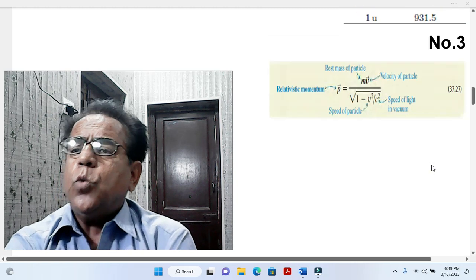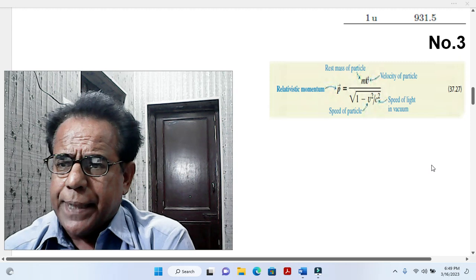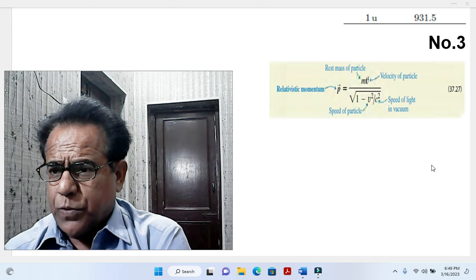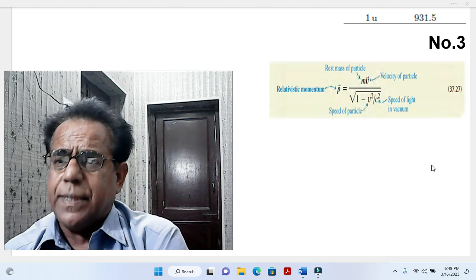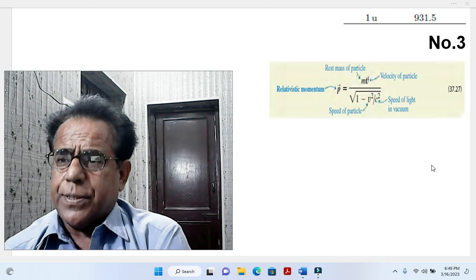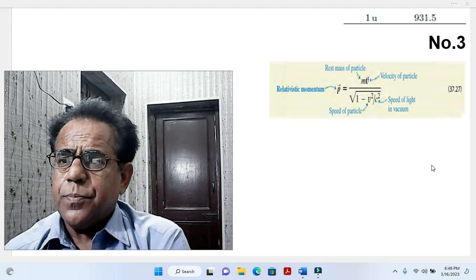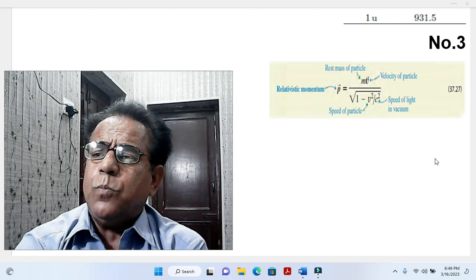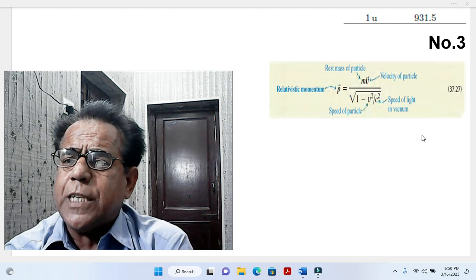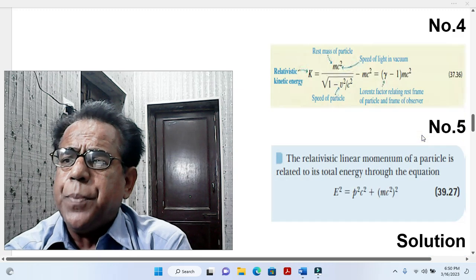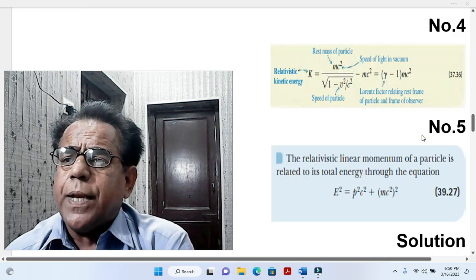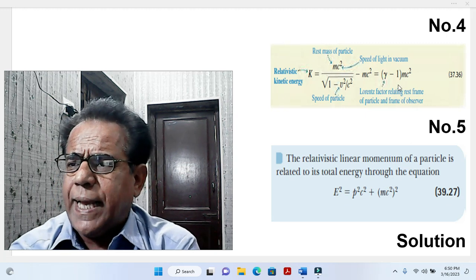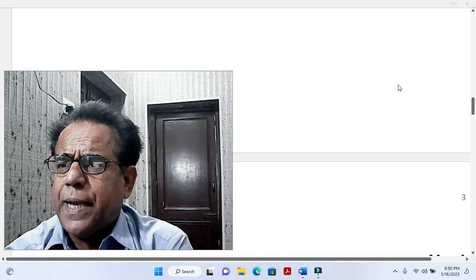Tool number 3, relativistic momentum, which is denoted by P, is equal to mv over the square root of 1 minus v square over c square, where m is the rest mass of particle, v is the velocity of particle, and c is the speed of light in vacuum. We will use this expression for relativistic momentum. Tool number 4, relativistic kinetic energy. Perhaps this has been repeated.